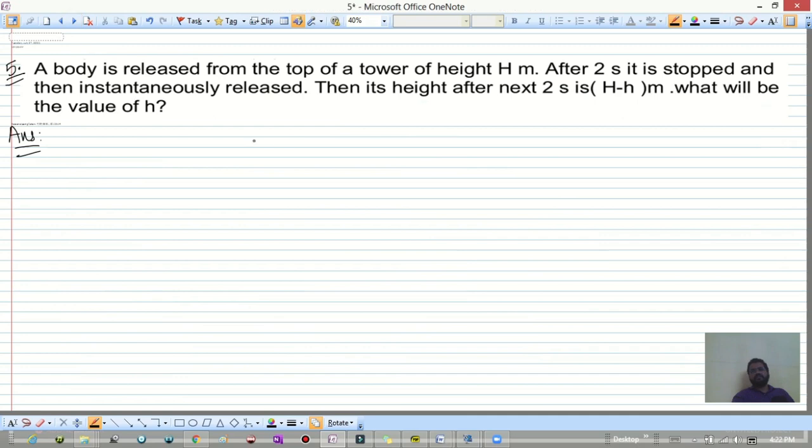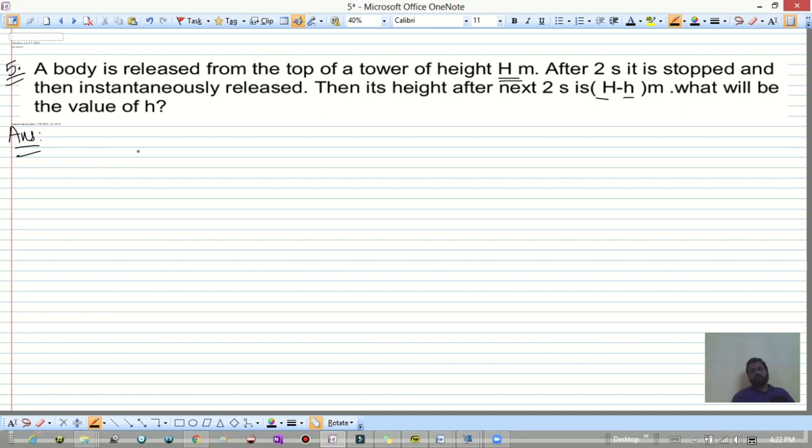Now the next question. A body is released from the top of a tower of height H meter. After 2 seconds it is stopped and then instantaneously released. Then its height after 2 seconds is capital H minus small h meter. What will be the value of small h?